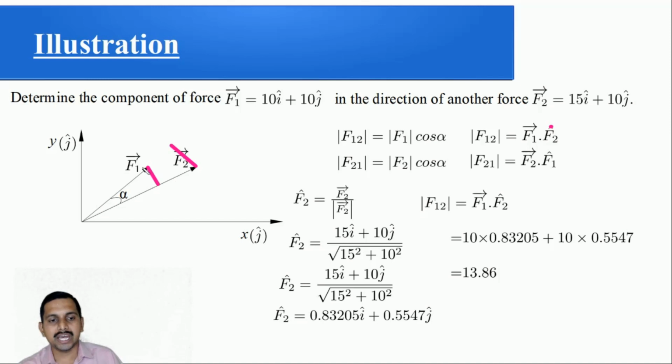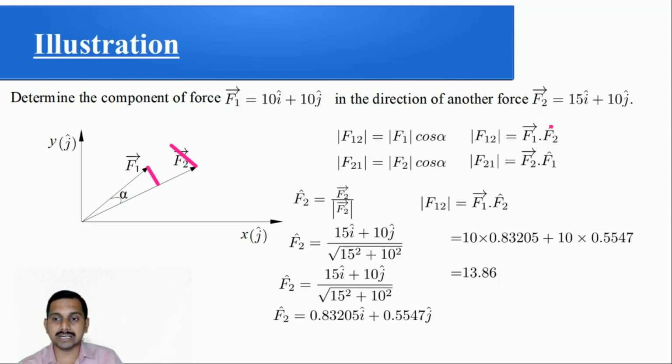Now when you see F1, this distance would be 13.86. So this is how we find the component of a force in the direction of any force. Unit vector can be given in any direction. To find the component of any vector in any direction, we just have to find the dot product of that particular vector with the unit vector that represents the direction.